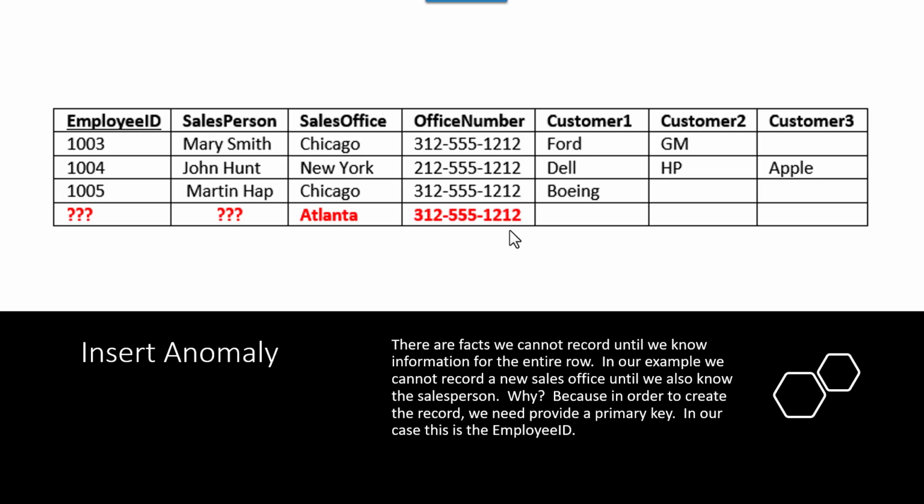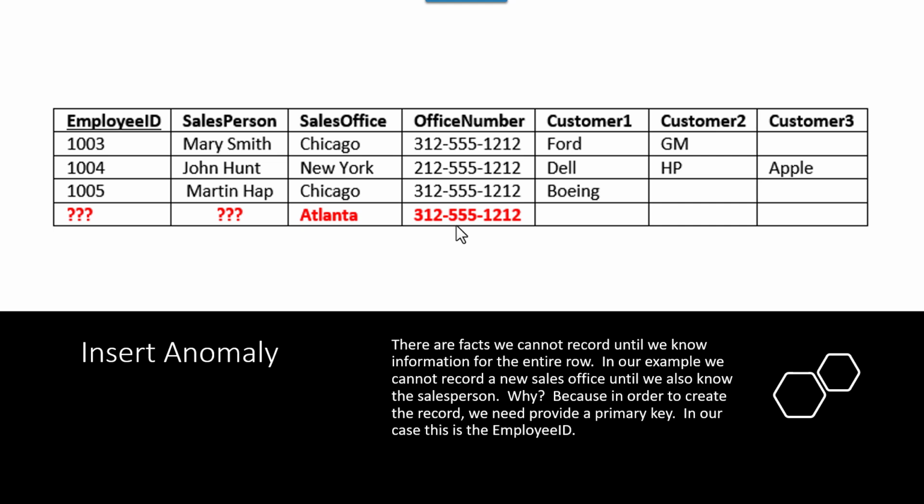Let's say I want to add a new sales office. Our management comes to us and says, we want to set up an office in Atlanta, and here's the phone number. It's 555-1212. All right, so we set up the sales office in Atlanta, but no one works there yet. Guess what? We can't add it to the table. You know why? Because there's no salesperson, and we needed an employee ID because it's the primary key of the table. So we're stuck. And until somebody hires somebody, we can't even store in our system that we have a new office called Atlanta.